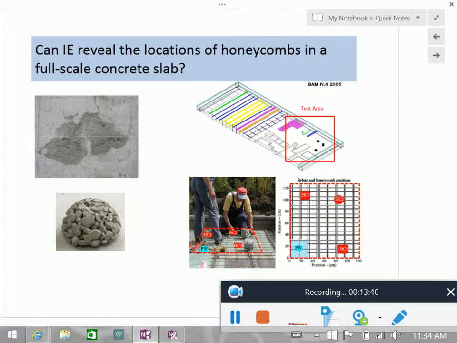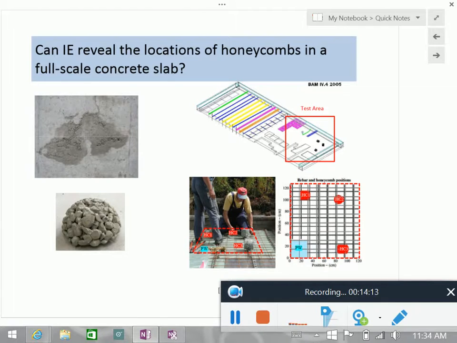So here, this is a slab, a full-scale concrete slab at BAM, where they had generated some sort of simulated honeycombs. So basically, you glue the large aggregates together with a cement paste without any fines. And you glue it and you make an artificial honeycomb, and then you place it somewhere where you know where it is.